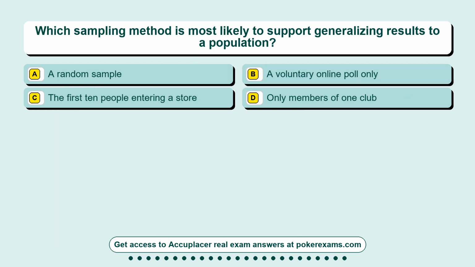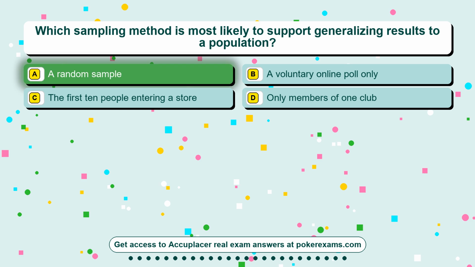Question 22. Which sampling method is most likely to support generalizing results to a population? Option A, a random sample. Option B, a voluntary online poll only. Option C, the first 10 people entering a store. Option D, only members of one club. The correct answer is option A, a random sample.